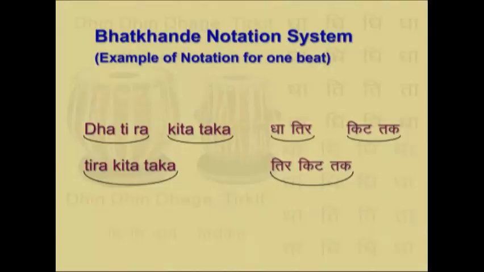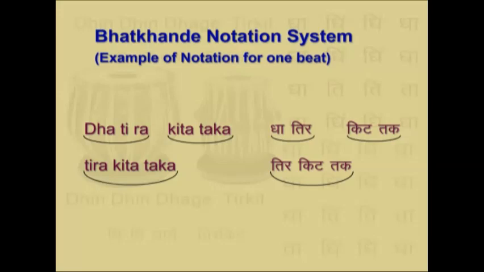Because once you start in a gati, unless and until the composition changes its gati, you have to maintain that many varnas in a beat. Otherwise, there are chances it will be misread or misinterpreted by the one who is reading it. For an example, I will give you a very short example. See, if I say dha tera ketataka, so in Bhatkande system, we will write dha tira in one beat and ketataka in one beat.